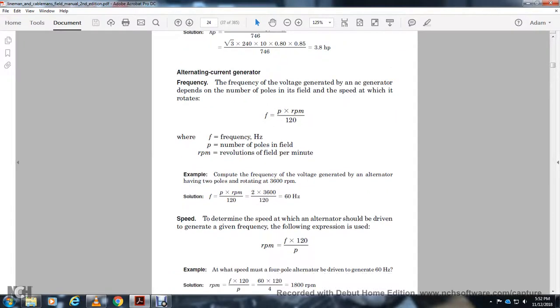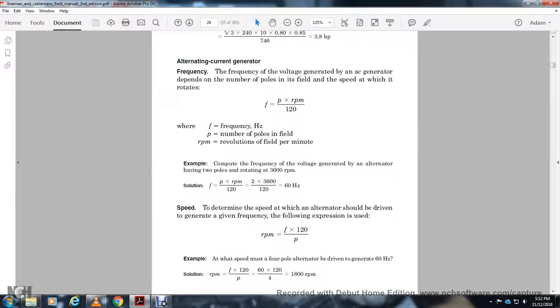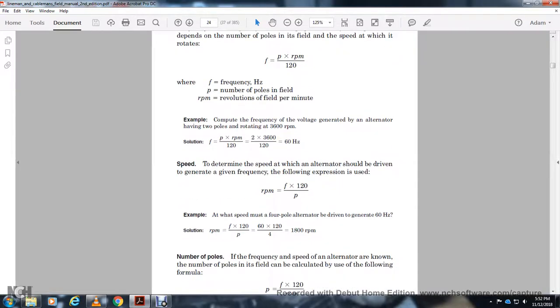number of poles on the field. At what speed should a four pole alternator be driven to generate 60 hertz? The revolutions per minute equal the frequency in hertz times 120 over the number of poles in the field. That gives you 60 times 120 over 4, which is 1800 RPM.